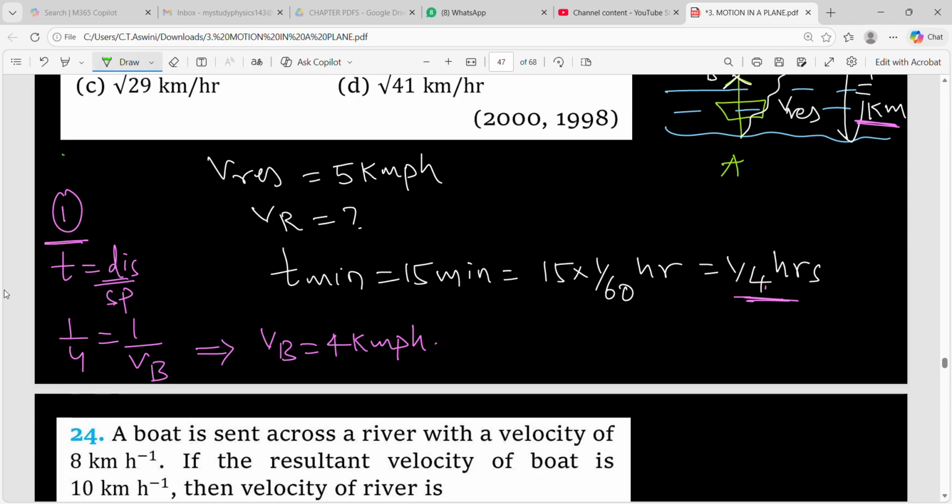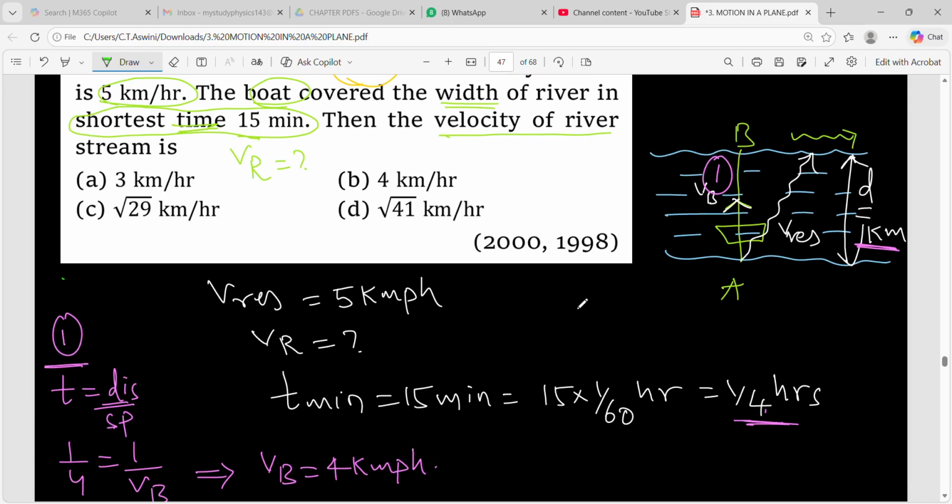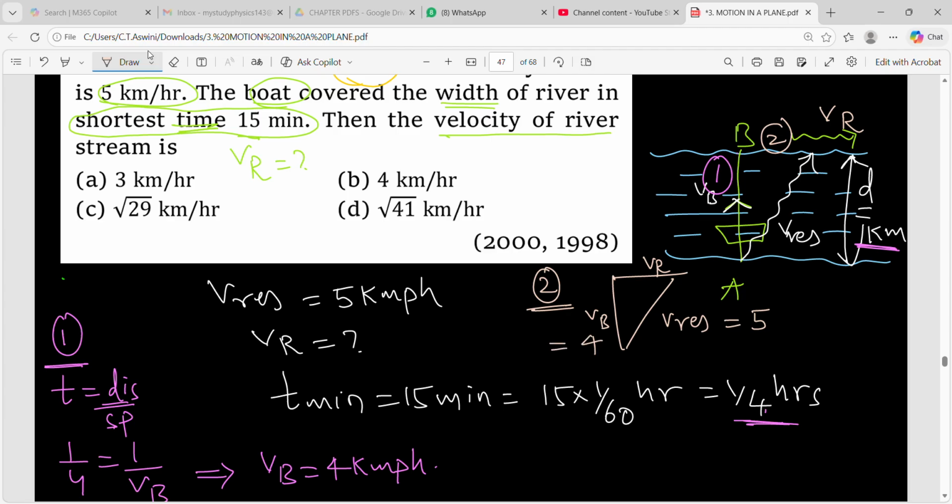We have to find the velocity of river. Where is the velocity of river? In this direction, right? So let us consider it as a second segment. We have the velocity of river in two segments. So for the second segment, this is the velocity of river, velocity of boat, resultant velocity. Resultant is 5. Velocity of boat, just now we have simplified, 4.